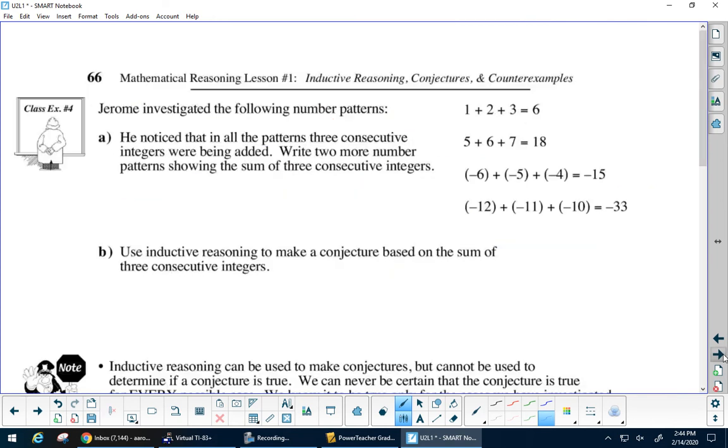Okay? Now, Jerome investigated the following number pattern. 1 plus 2 plus 3 equals 6. 5 plus 6 plus 7 equals 18. And then negative 6, negative 5, negative 4, which equals negative 15, and negative 12, negative 11, negative 10 equals negative 33. He noticed that in all the patterns, when three consecutive integers were added, what happened? Write two more number patterns showing the sum of three consecutive integers.